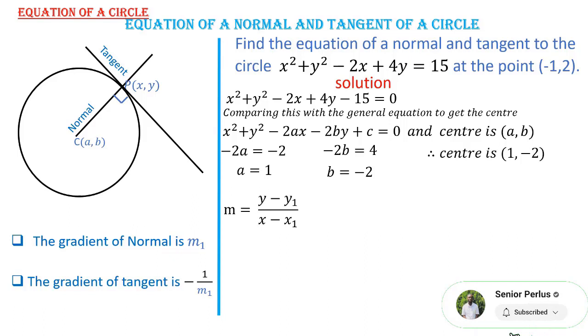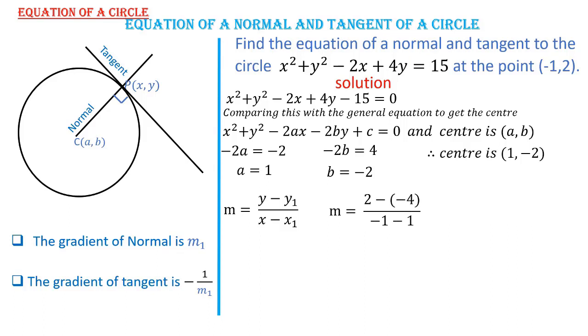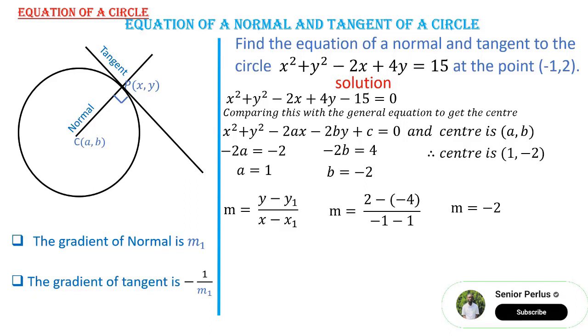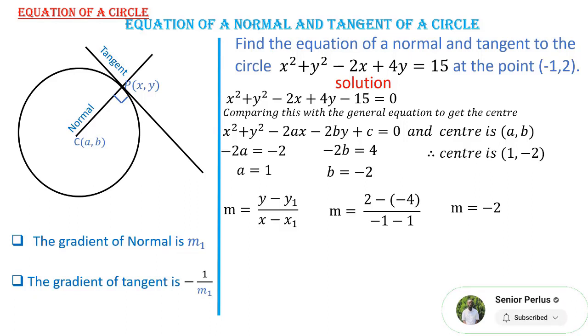Therefore we can find our gradient. Now we have 2 points. We have a center and a point. So we just name one. Our point is (-1, 2). Then our center is (1, -2). Let's substitute. Therefore, our gradient is negative 2. And note that our normal has this gradient, and then our tangent will be the negative reciprocal of the gradient.